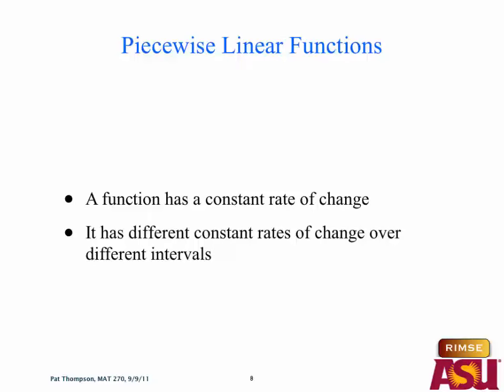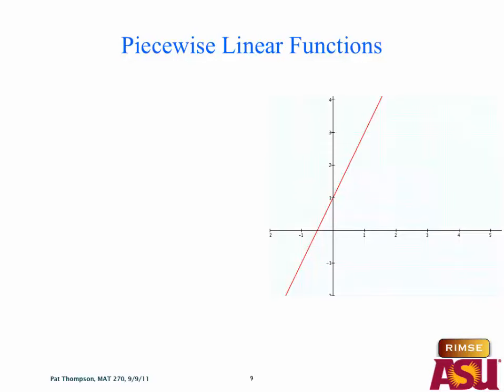Here we go. So we've talked about piecewise linear functions, right? A piecewise linear function has kind of two aspects. A function has a constant rate of change, but then it has different constant rates over different intervals. So that should be consistent with the way you think about a piecewise linear function.